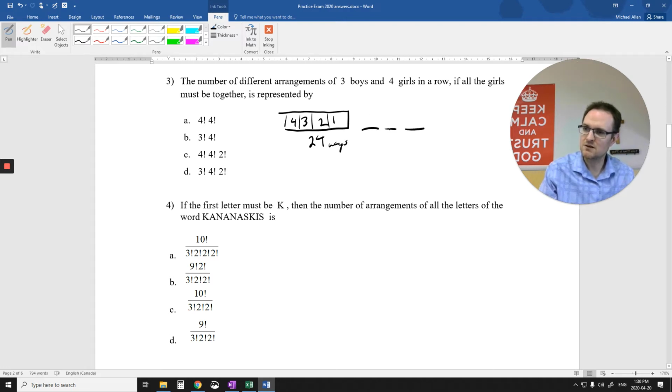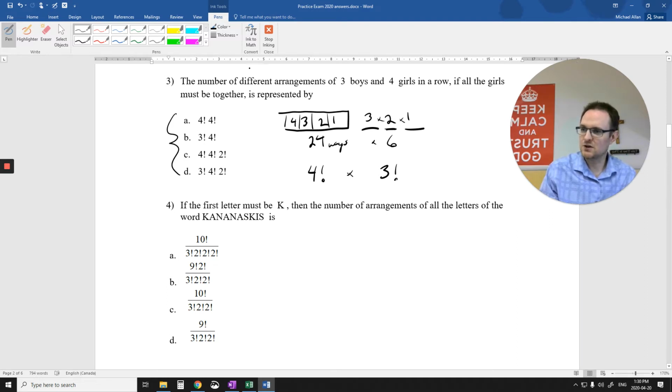Now it doesn't specify that the boys have to be stuck together. So let's just put the boys here separately. So I got 3, 2, 1. Okay, so there's 6 ways there. It's asking you to figure out which of these is the best way to represent this. So right now we have 4 factorial and 3 factorial here. So that's what it looks like.